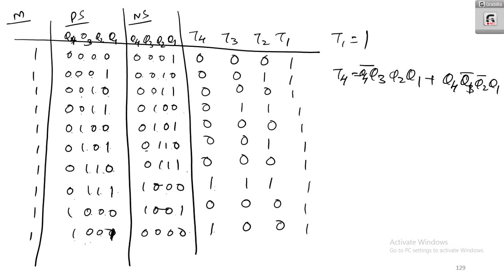Now for T3, what is the expression? For T3, here there is 1. So it is Q4 bar, Q3 bar, Q2, Q1. I'm not going for the minimized expression right now. And here also we are having one, so here we have Q4 bar, Q3, Q2, Q1. Okay. Now that is T3.